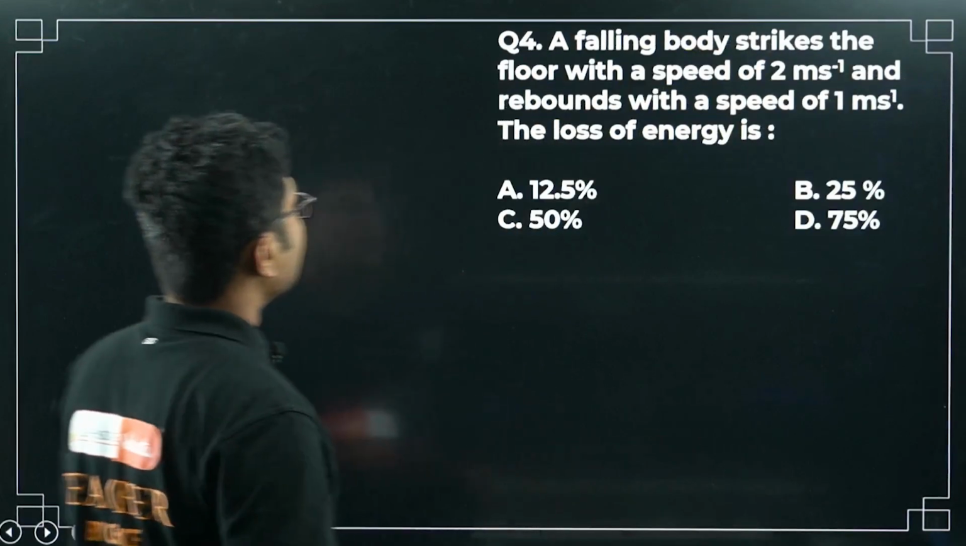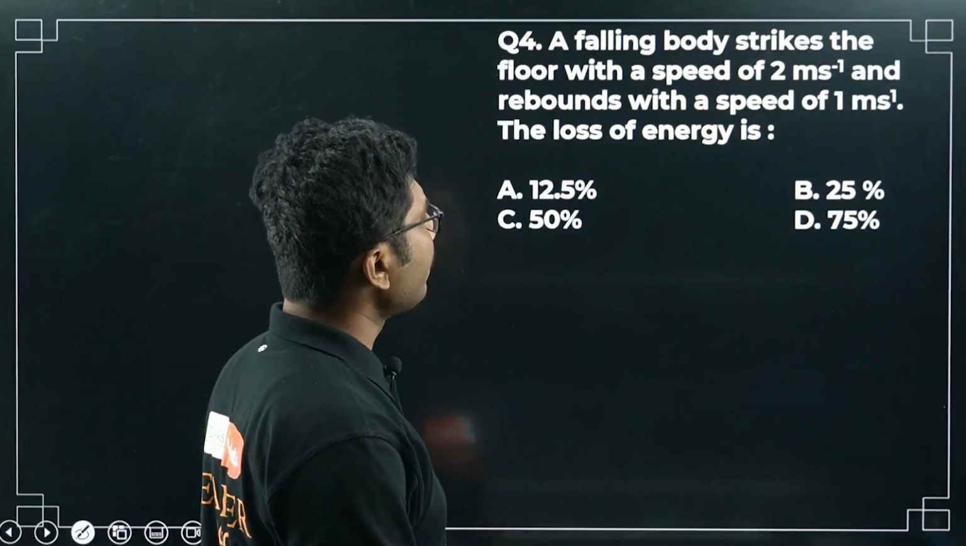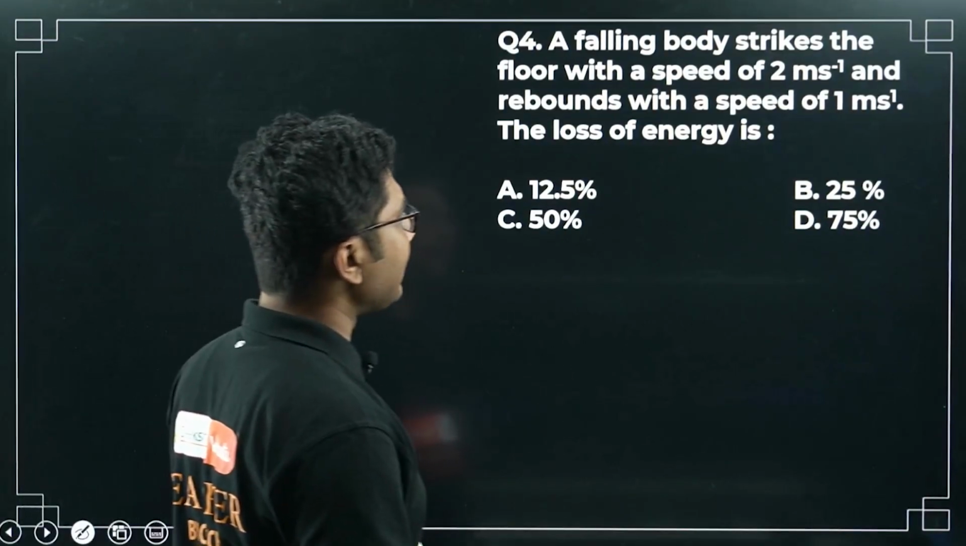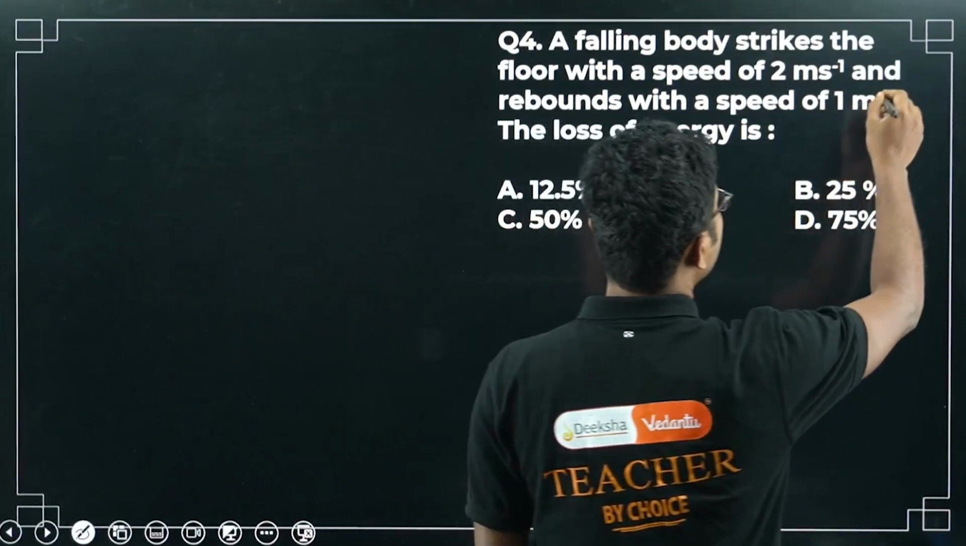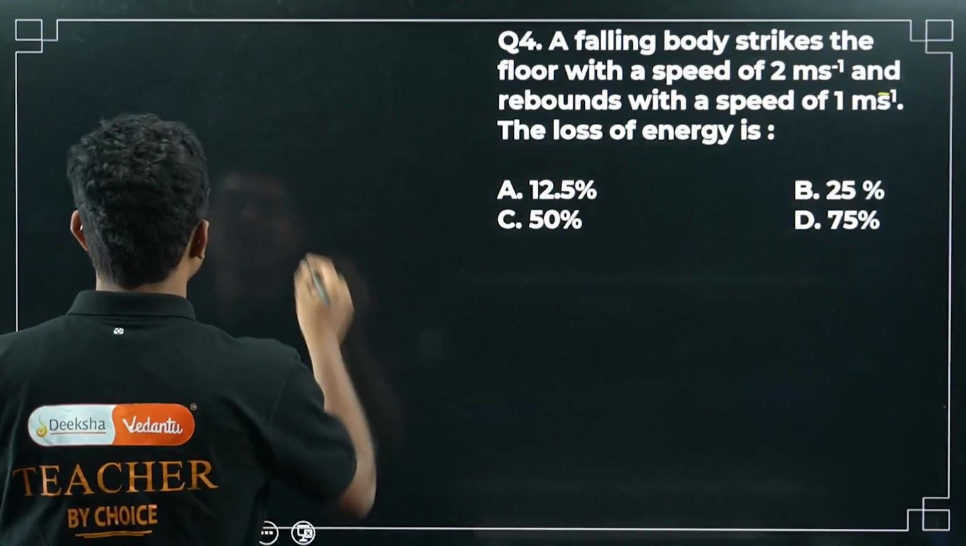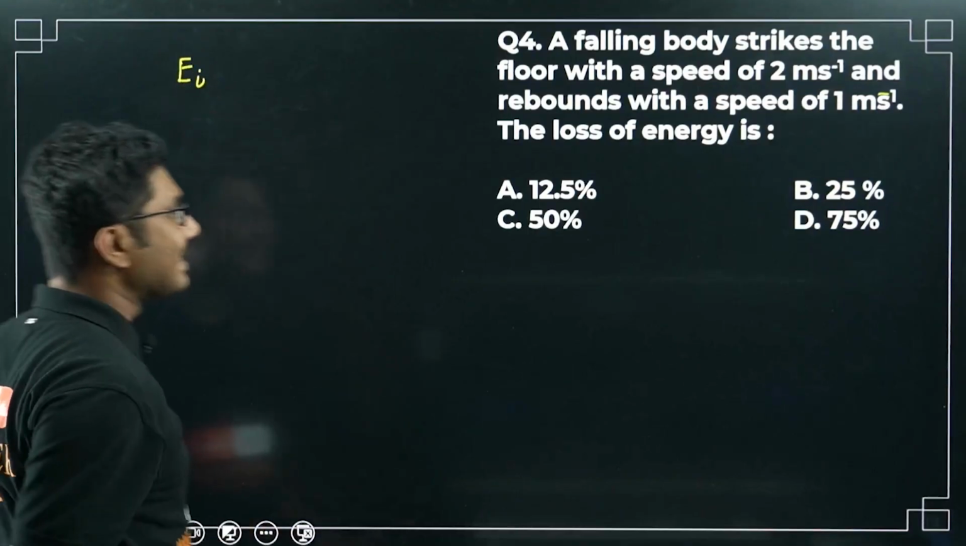Now next. A falling body strikes the floor with a speed of 2 meter per second and rebounds with the speed of 1 meter per second. The loss of energy is? So what is the initial energy? And what energy does it have?